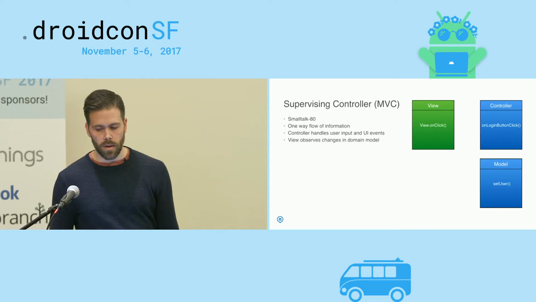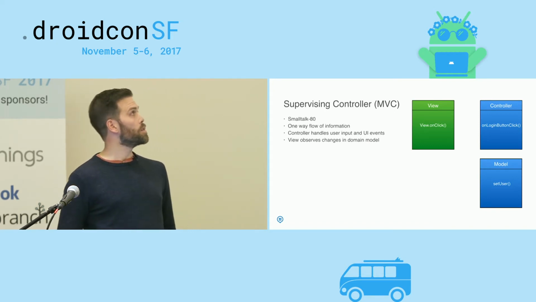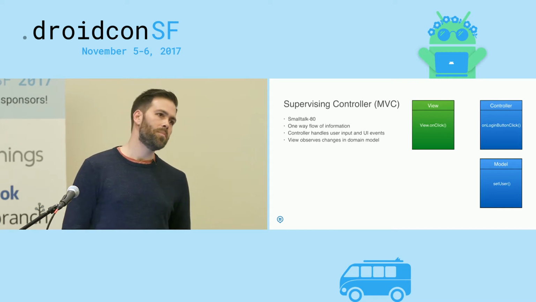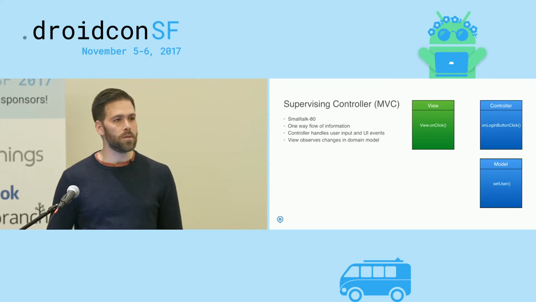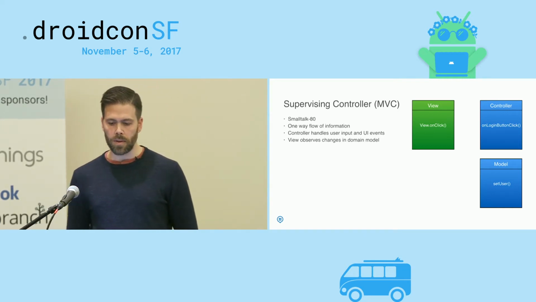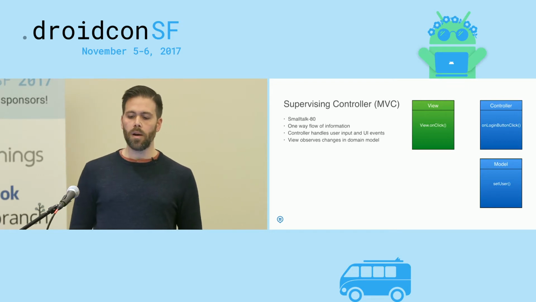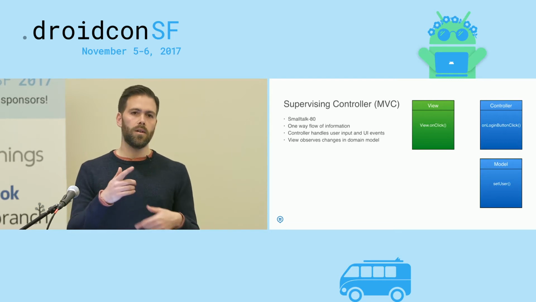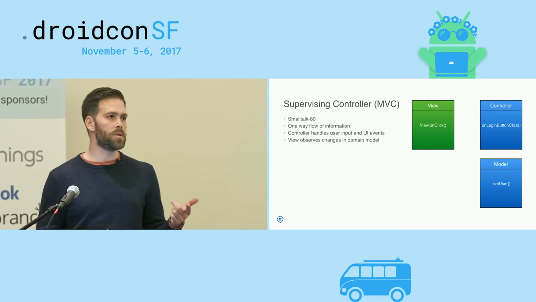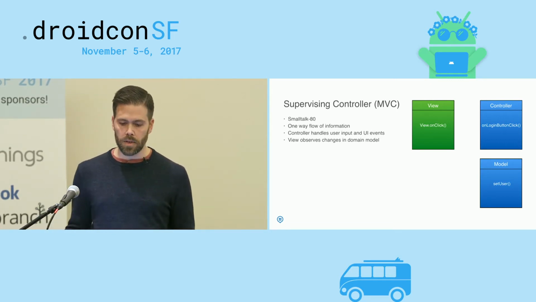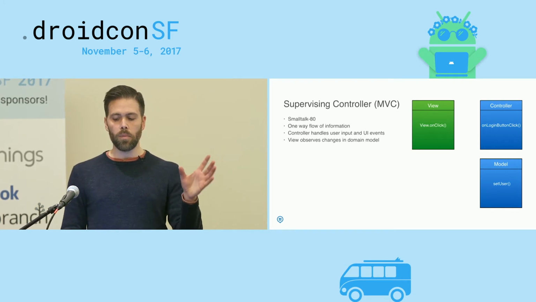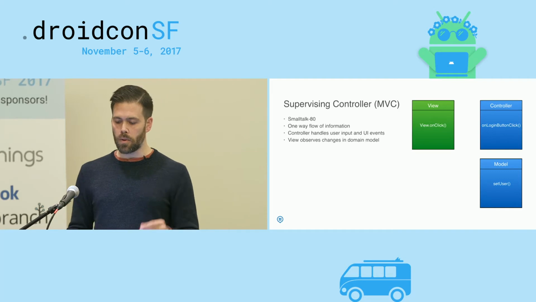Well, the first architecture I want to look at is called supervising controller, which is also now popularly referred to as MVC, or model view controller. This first became popular with Smalltalk in the 80s, which then evolved over time into some form in Objective-C, and remnants of it are still seen in iOS today. And so we have our three primary components here: our view, our controller, and our model.